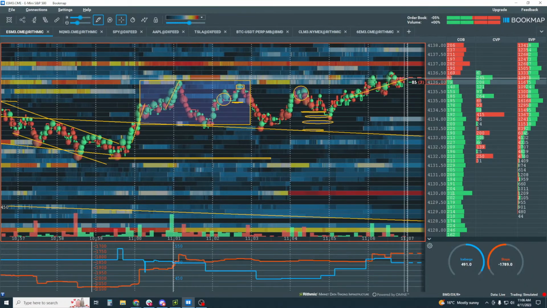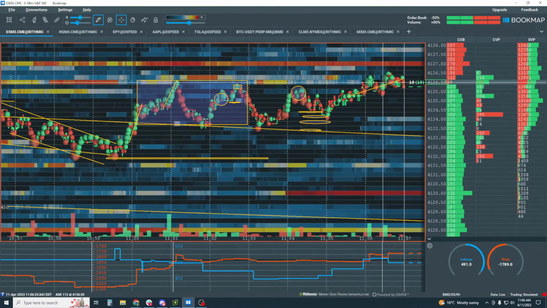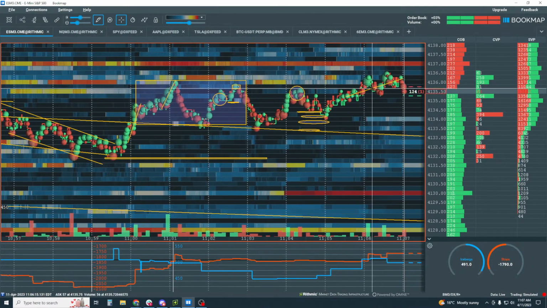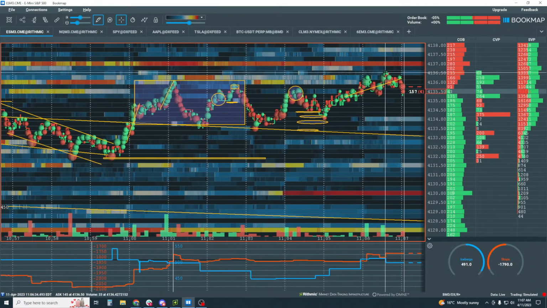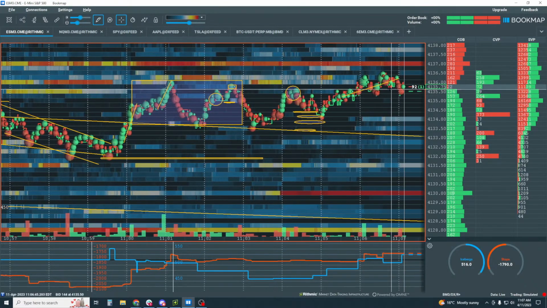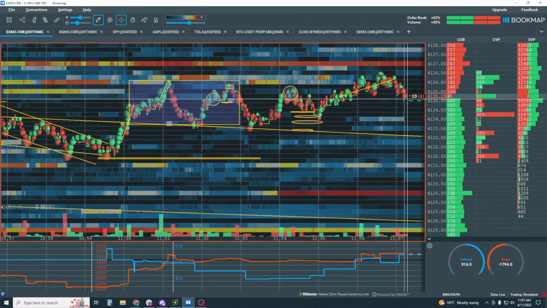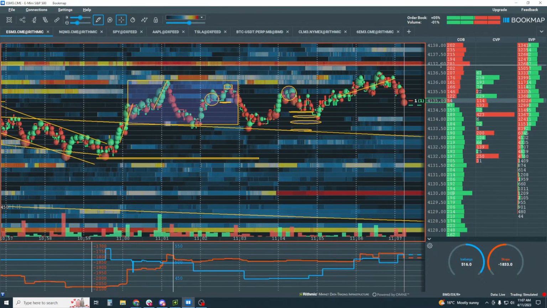When it starts to kind of slow down like this, then we might get a grind higher for the rest of the day. Who knows? But this is what can happen, the back and forth of buyers, sellers, buyers, sellers.